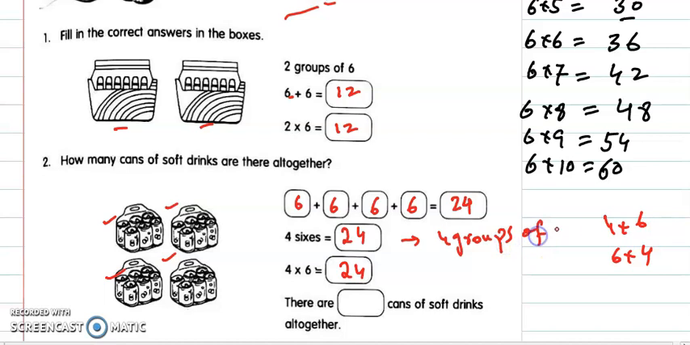4 groups of 6 can also be. And there are how many cans altogether? Even if you remember in the table of 6, 4 times 6 gives 24. So even if you count all these altogether, there are 24 cans of the soft drinks altogether.